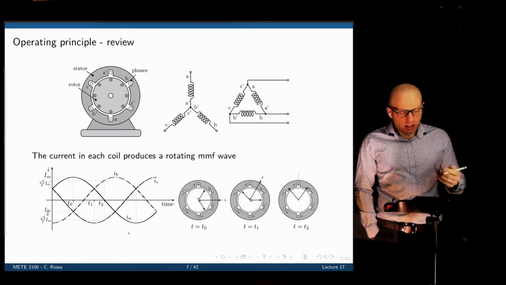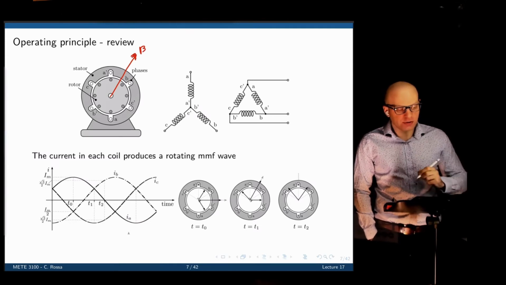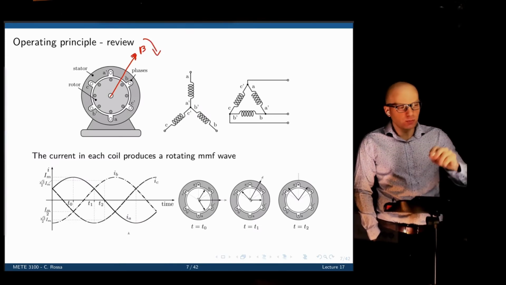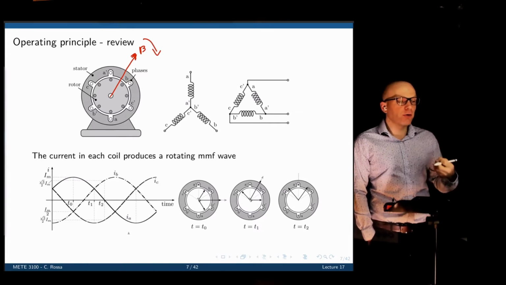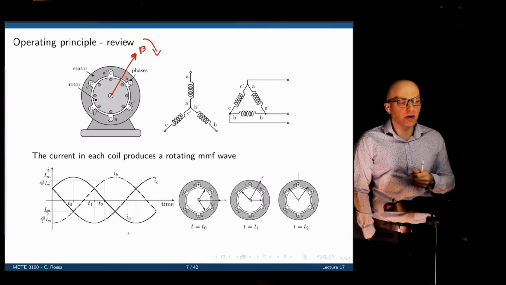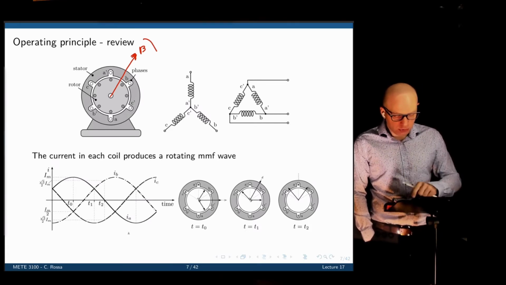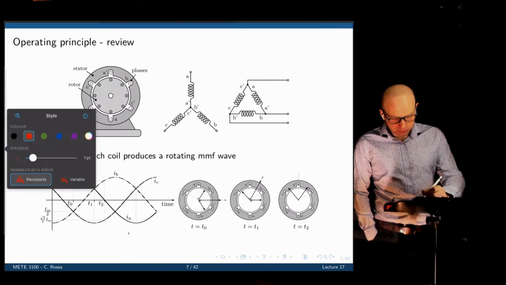If we create a rotating magnetic field, let's hypothetically call that magnetic field B and give it this direction. If this magnetic field rotates, then each conductor in the rotor experiences a force that will make the rotor rotate in the same direction as the magnetic field. The question then becomes, how do we create this rotating magnetic field? Well, the idea is simple.